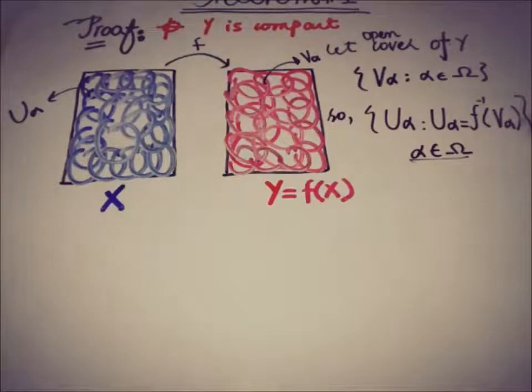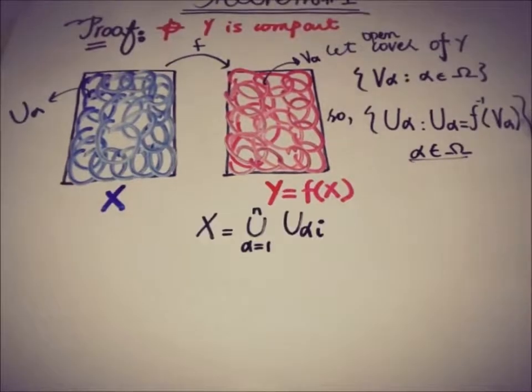And we know that X is a compact space, so there must be a finite subcover, that is, X is the union of some finite elements of the U alpha i's from 1 to n, because X is a compact space. So the next step is to recall the property of the images of the function and the union of the images of the function.